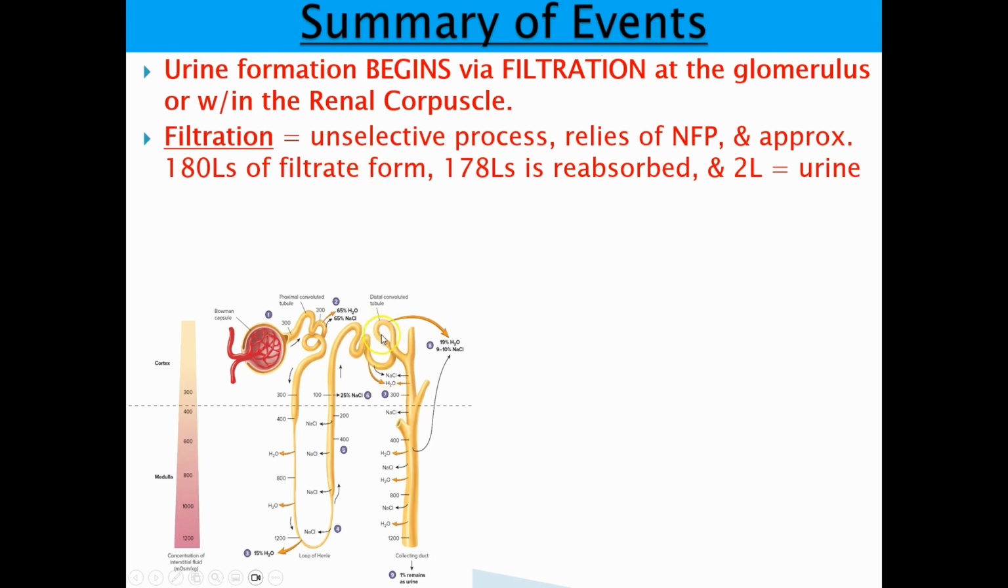But as we know, by the time we reach the DCT, 15 to 20% of the original filtrate has already been reabsorbed, which is why we only end up with 2 liters of urine. About 178 liters of that filtrate actually gets reabsorbed. So only 2 liters of urine on average are formed from individual to individual. And again, this is the average. It's not the specific number for every person. Then we moved along and we get to the PCT.